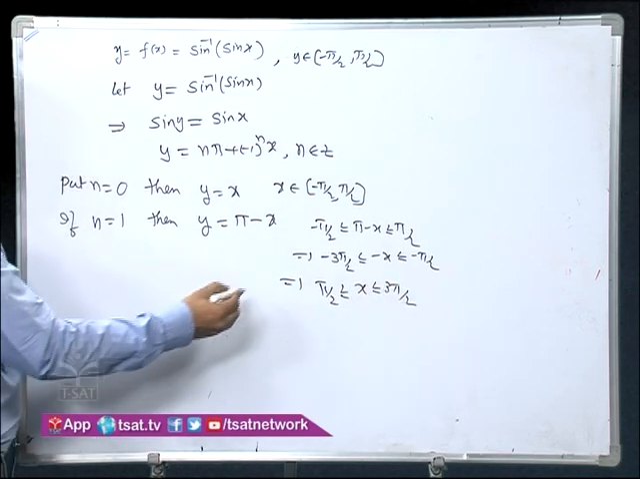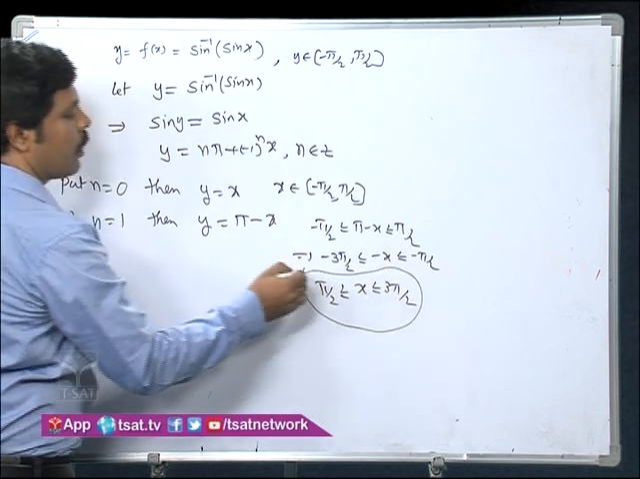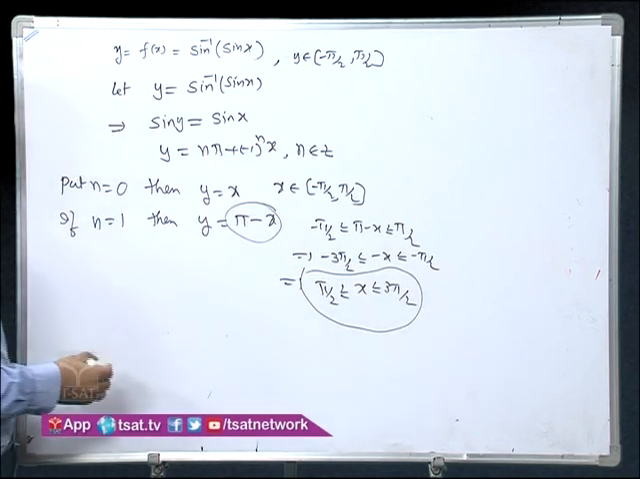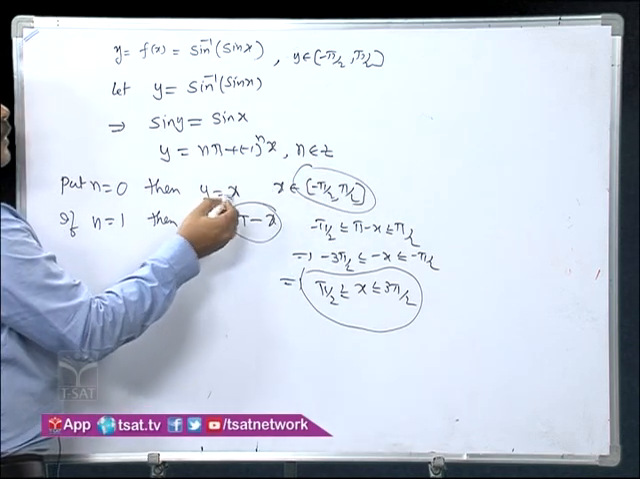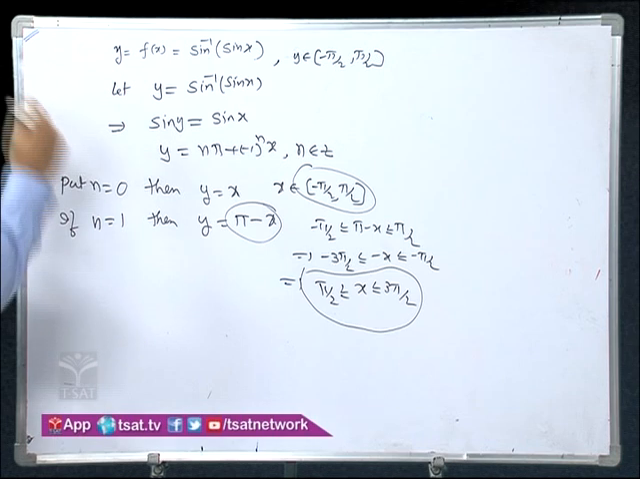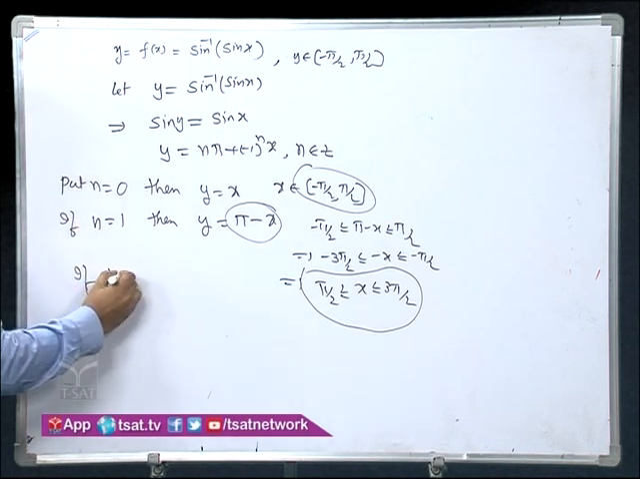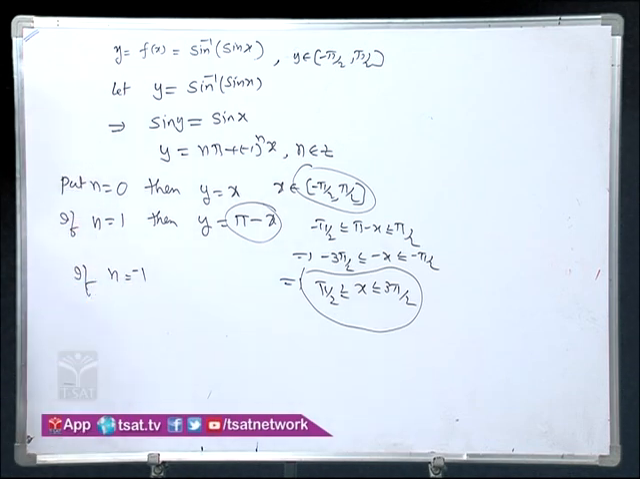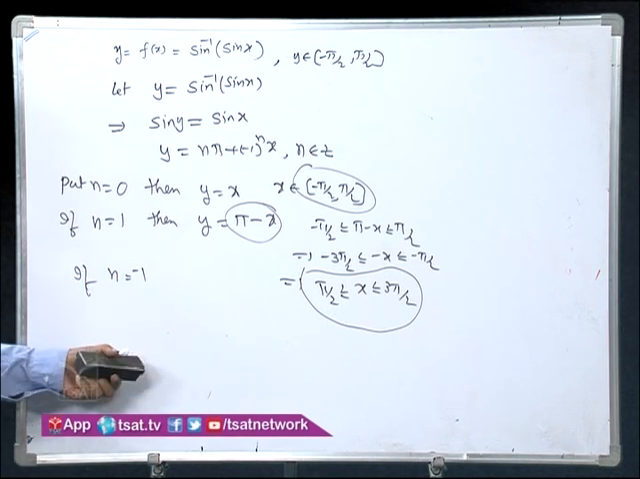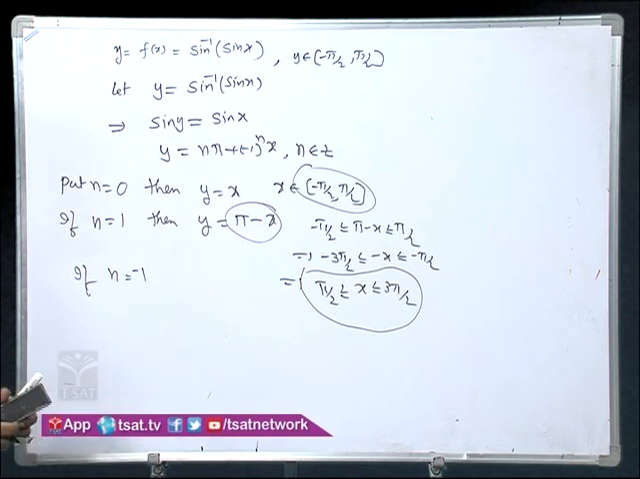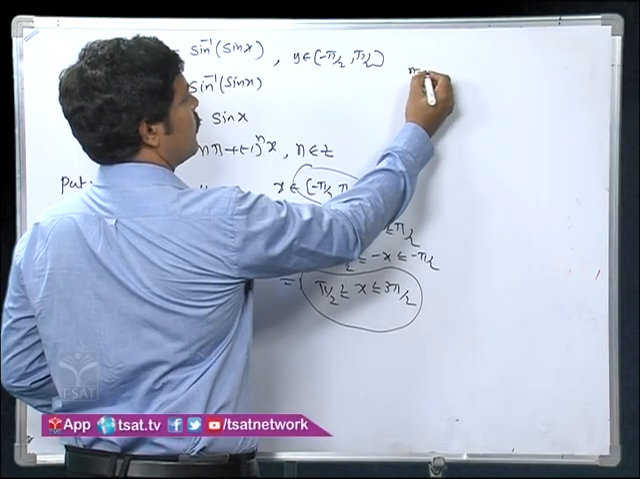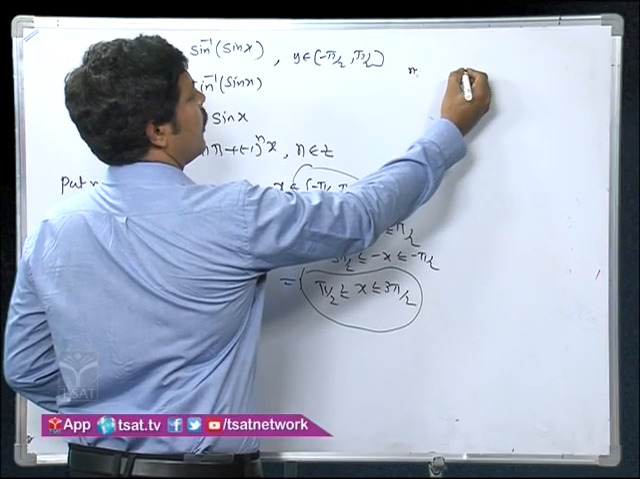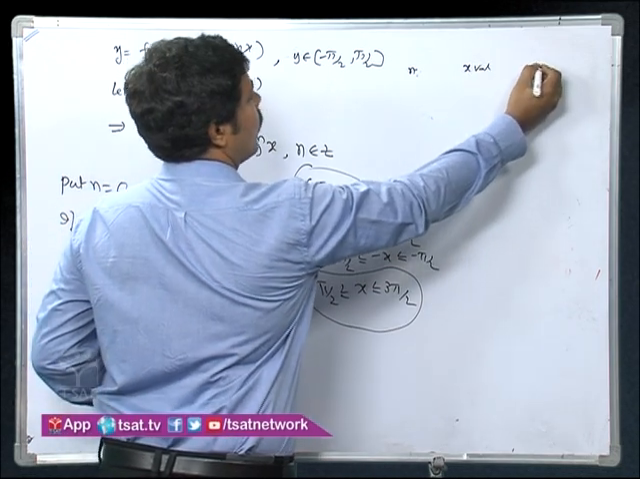That means in this region the graph is y = -pi - x. In this region the graph is y = x. Now we can take n = -1, n = -2, n = 2, and so on. Now we draw the graph, with the n values, x values and y values.